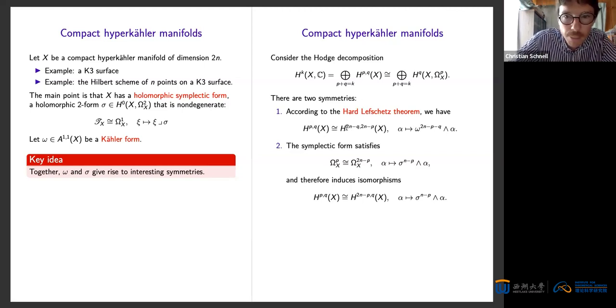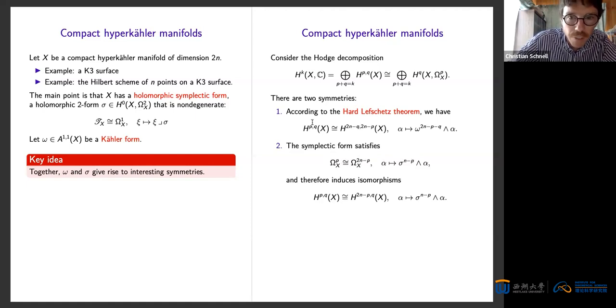Okay, this is a symmetry that you always have on any compact Kähler manifold. But now, in addition, we have this holomorphic symplectic form. And so we get an extra symmetry, right? Because the symplectic form gives this isomorphism between the tangent sheaf and the cotangent sheaf. And then by wedge product, it also gives isomorphisms between forms of complementary degrees. The sheaf of holomorphic P forms is isomorphic to the sheaf of holomorphic 2n minus P forms by wedging with the suitable power of sigma.